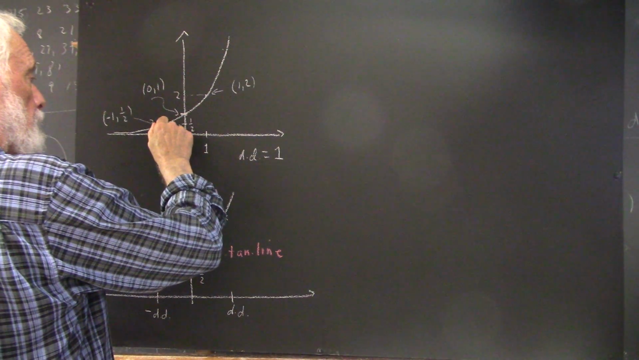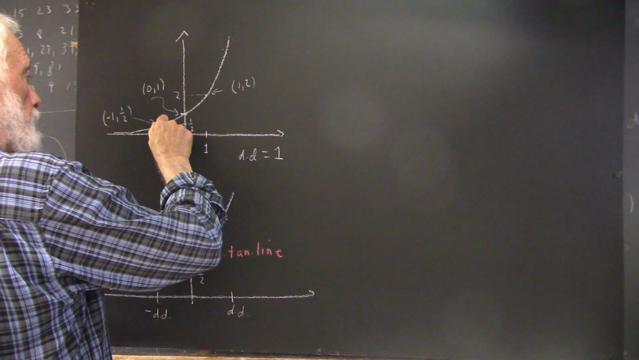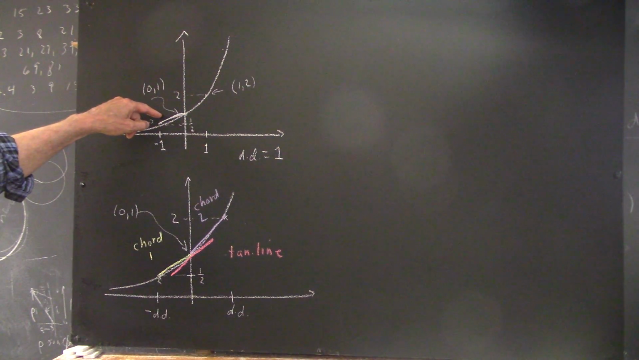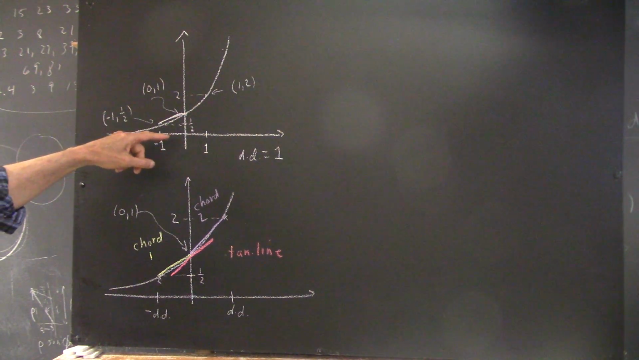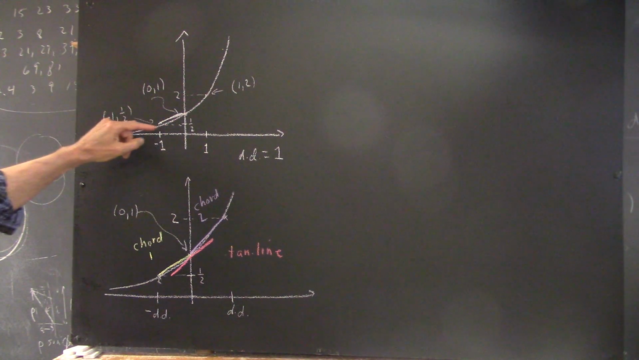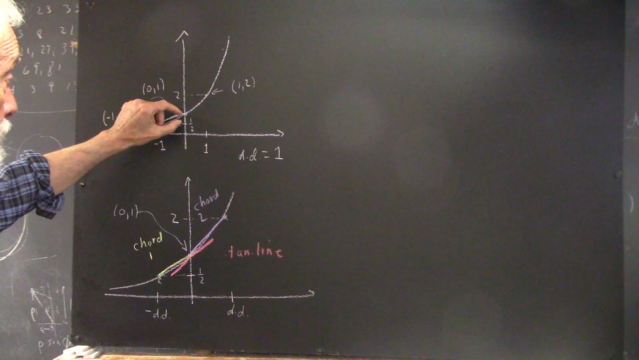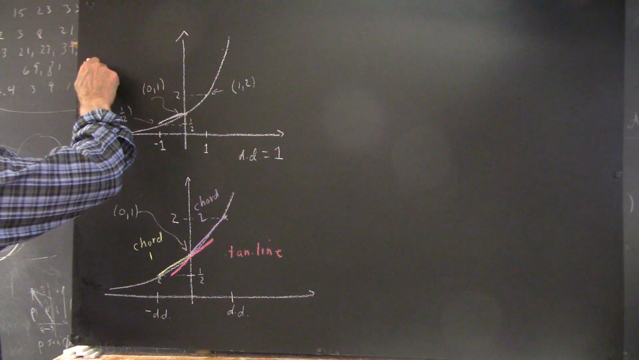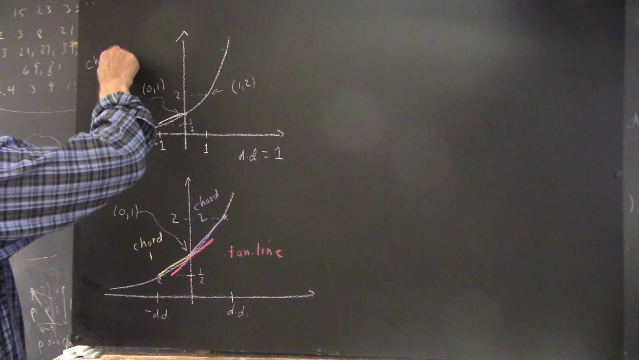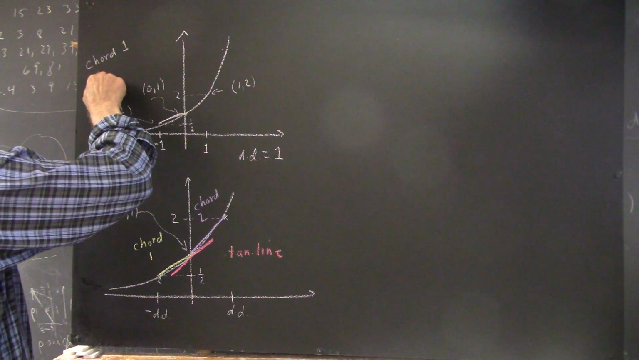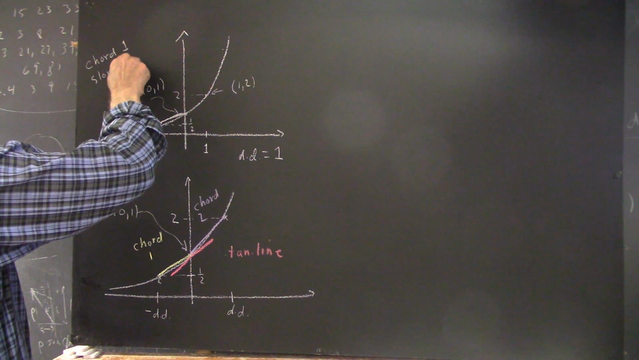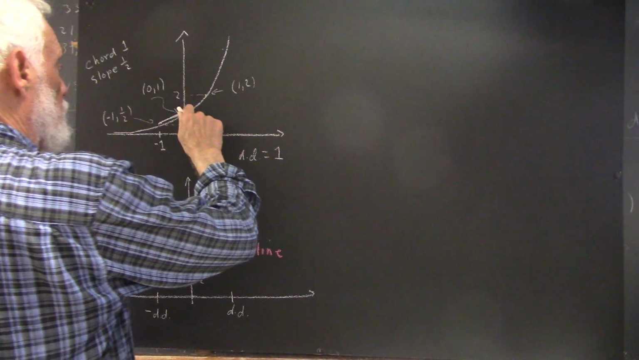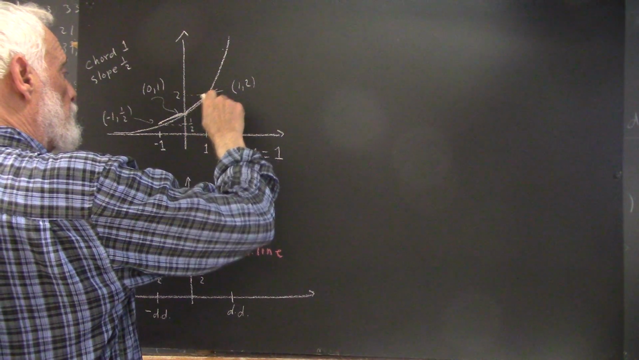If I sketch a chord from this point to this point, what's the slope of this chord? Well, the rise is from 1/2, which is the y coordinate here, up to 1, so the rise is 1/2, the run is 1. So I'm going to call that chord 1. Slope is 1/2. Now, chord 2 is going to go from this point to this point.